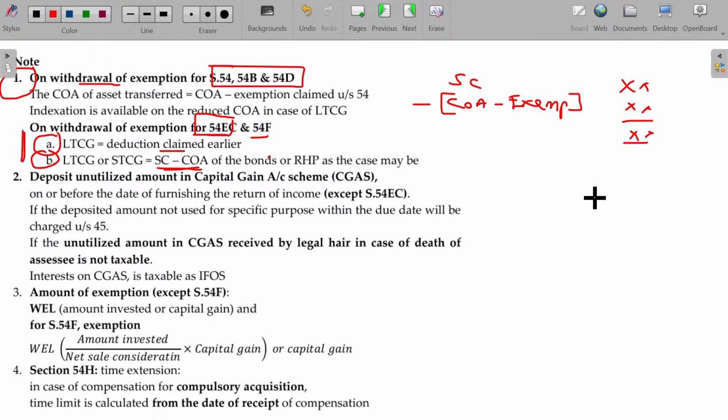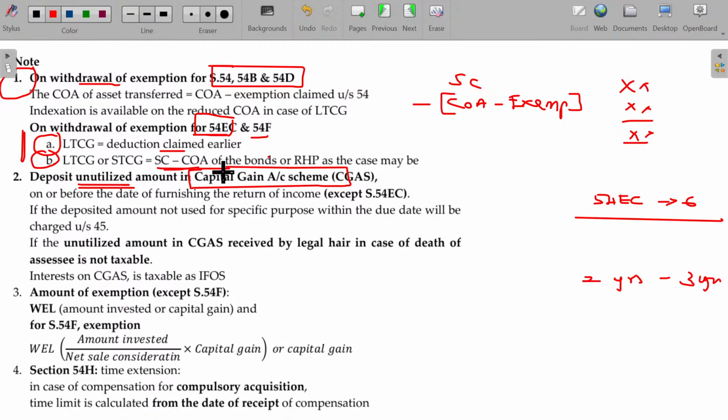Now, the time period of investment under section 54EC is 6 months. Some other cases it may be anywhere between 2 years to 3 years. Now the question is, can I keep this in my own hand or in my bank account? No, it is not possible. You have to deposit that amount in a capital gains account scheme on or before the due date of filing of return of income. Deposit unutilized amount in capital gains account scheme. When the need arises, then you can release the fund from here and use this for the applicable purpose.